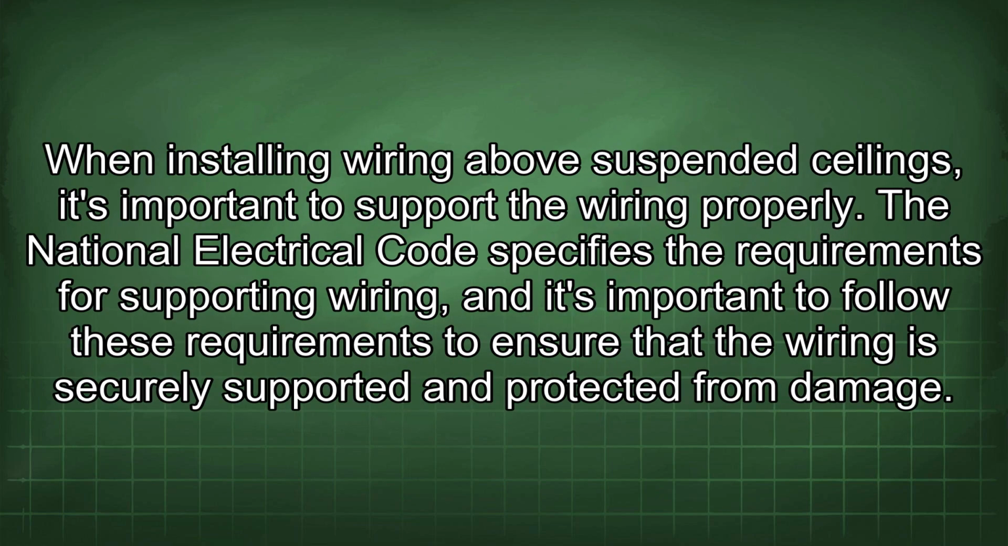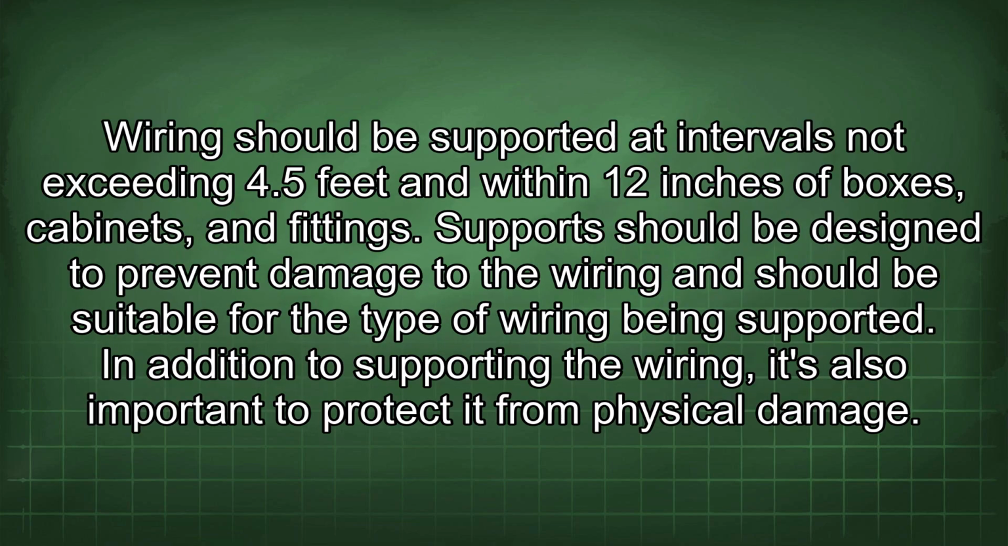When installing wiring above suspended ceilings, it's important to support the wiring properly. The National Electrical Code specifies the requirements for supporting wiring, and it's important to follow these requirements to ensure that the wiring is securely supported and protected from damage. Wiring should be supported at intervals not exceeding 4.5 feet and within 12 inches of boxes, cabinets, and fittings. Support should be designed to prevent damage to the wiring and should be suitable for the type of wiring being supported.